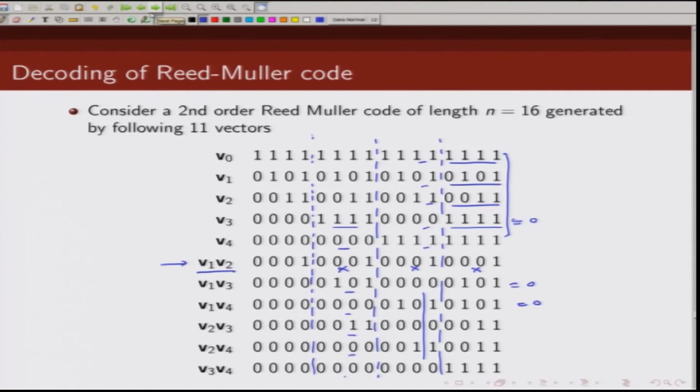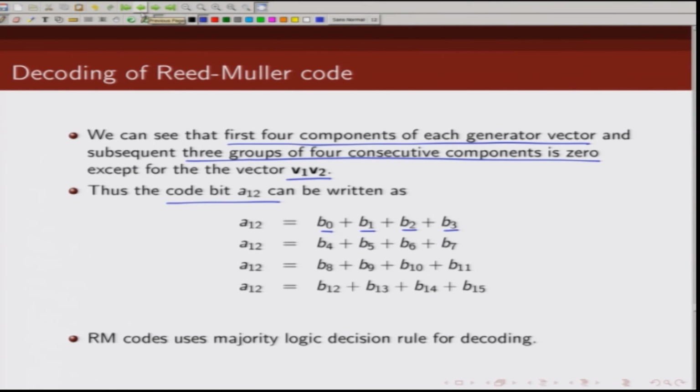So, this is let us say B0, B1, B2, B3, this is B4, B5, B6, B7, this is B8, B9, B10, B11, this is B12, B13, B14, B15. So, if I add this B0, B1, B2, B3 or B4, B5, B6, B7, B8, B9, B10, B11 or B12, B13, B14, B15, what I am getting is contributions from all other rows are nullified, only I will see the contribution effect of this V1, V2, and the bit A12 can then be found by adding these 4 columns together.